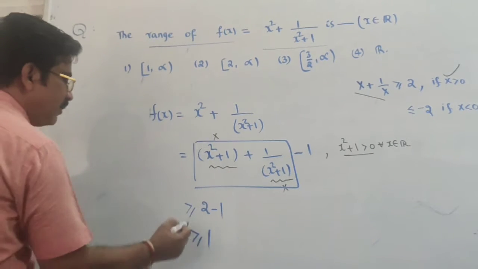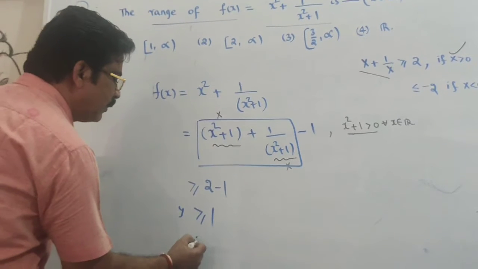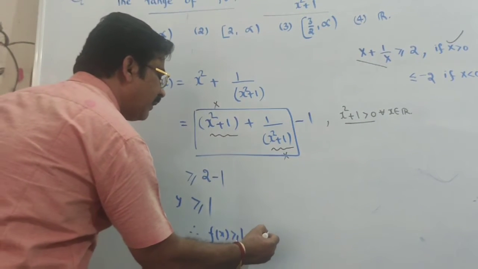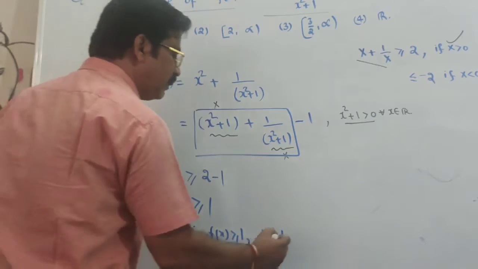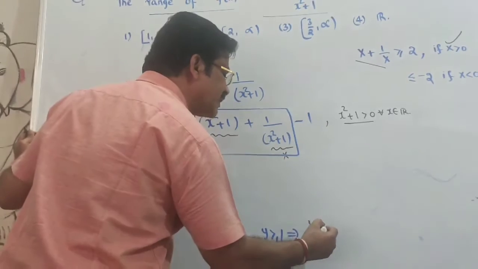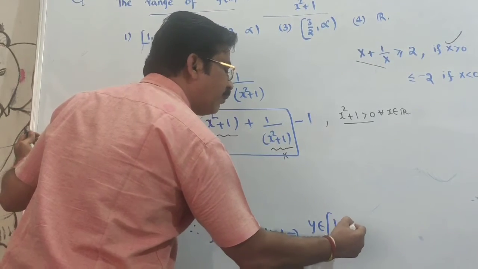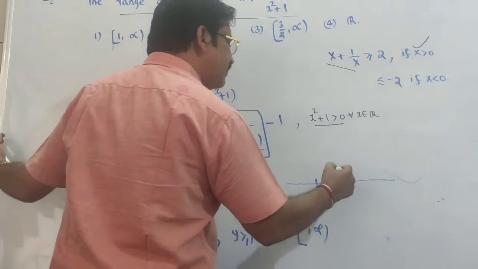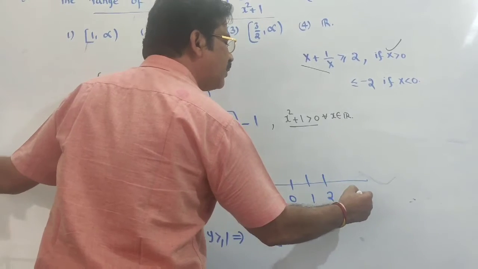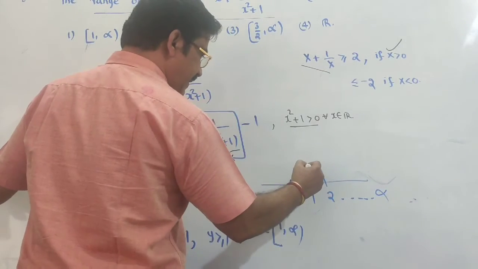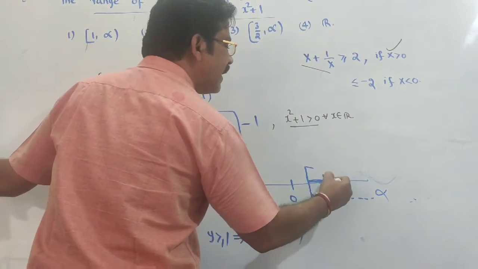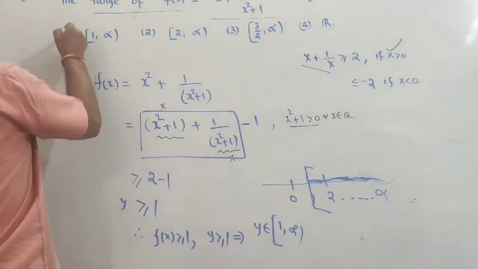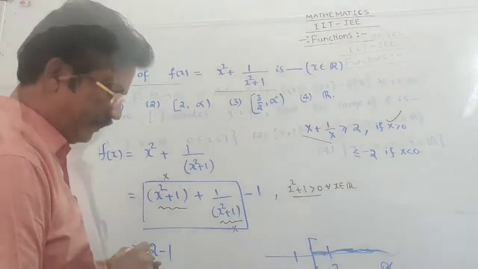So therefore f of x means what? Let it be y. So therefore f of x is greater than or equal to 1, or simply y is greater than or equal to 1. Means y belongs to the closed interval 1 to infinity. Greater than or equal to 1 means 1, 2 and so on up to plus infinity. This area from 1 to infinity. Where is that? It is in the first option, hence the problem.